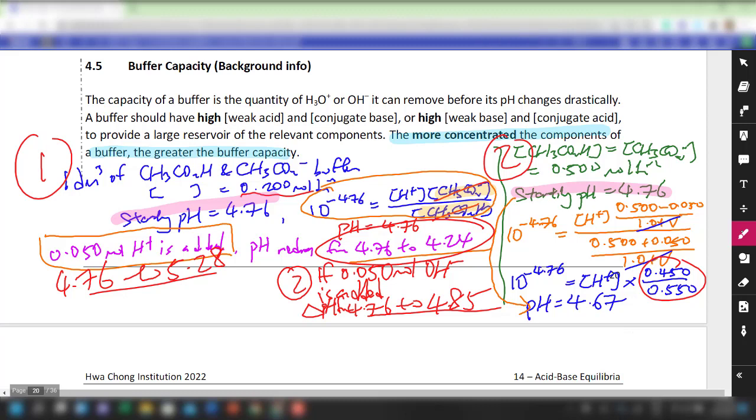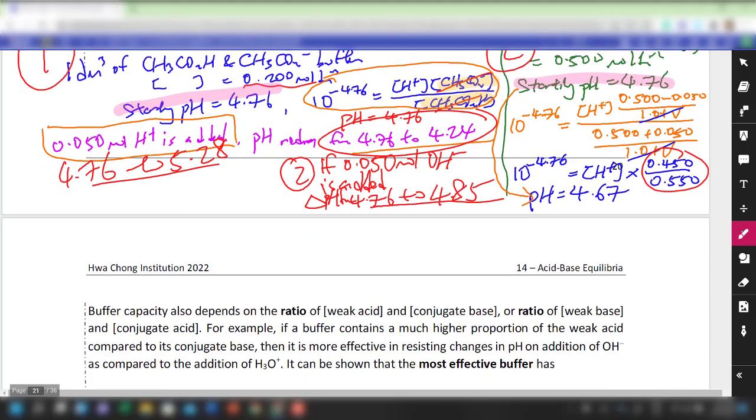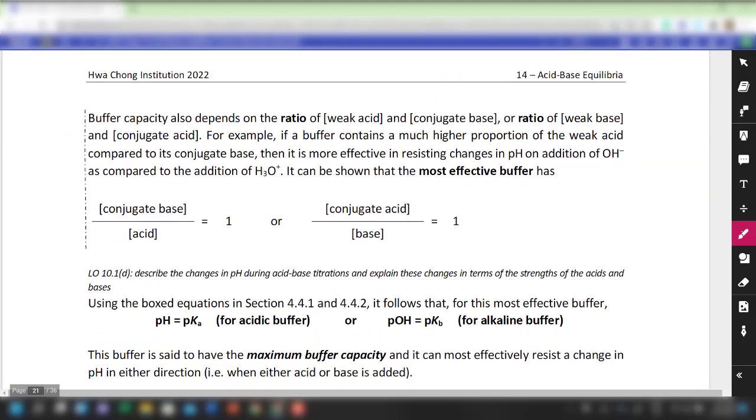So I hope you can get this logic. I will not go into further calculation examples for you. If you wish to, you can do them on your own, or we can do them during the tutorials, but I do hope when time permits, you can work on them yourself.